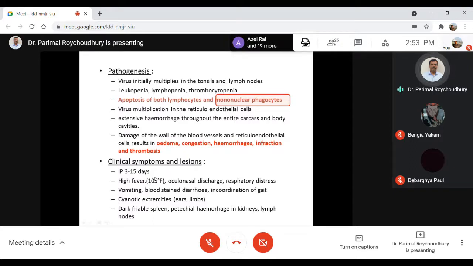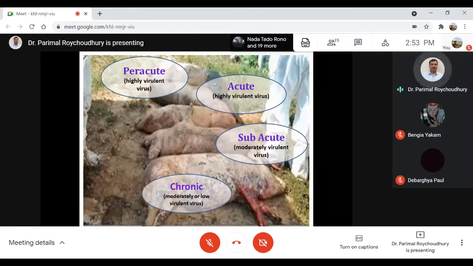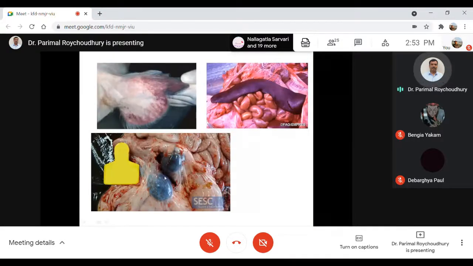As for clinical symptoms, after an incubation period of 3 to 15 days, you can see high fever, oculonasal discharge, respiratory distress, vomiting, loss of appetite, diarrhea, incoordination of gait, cyanotic extremities, and at the postmortem you can see petechial hemorrhages in the kidney, the typical turkey egg appearance. Also you can see lymph node hemorrhage, and the peracute, acute, subacute, and chronic forms. Let us see some of the slides here. This is the mesenteric lymph node, showing extreme hemorrhagic conditions.